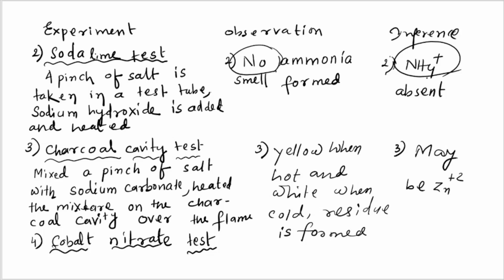Then come to the charcoal cavity test. You make a cavity on a charcoal, then a pinch of salt and sodium carbonate are mixed and put in the charcoal cavity, then shown to the flame in the oxidizing flame, that means the blue flame. Then same thing you can observe in the charcoal cavity: yellow when hot and white when cold, and now it may be Zn2+. This is the salt we are getting, maybe Zn2+, in our dry test tube heating.